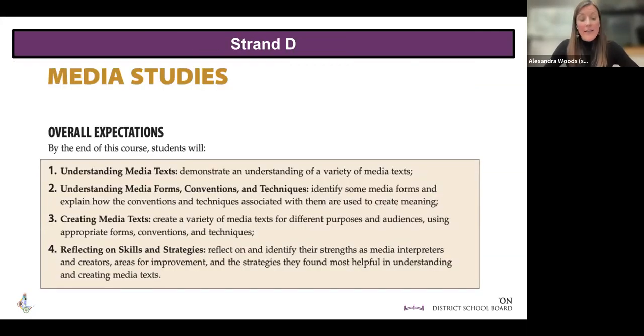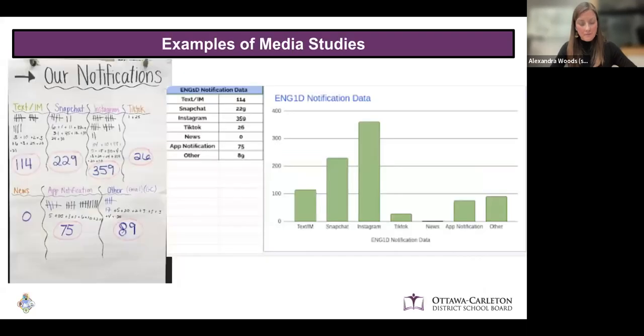The fourth and final strand in the English curriculum is the media strand. The media strand includes understanding media texts, understanding different forms and conventions in texts, and the actual creation of media texts. Students are engaged in creating their own media texts for a variety of different audiences and purposes, and then again reflecting on their skills. So how are they thinking critically about media, about their consumption, their interpretation, and their creation of media? Again, here is another example of something a teacher's doing right now.